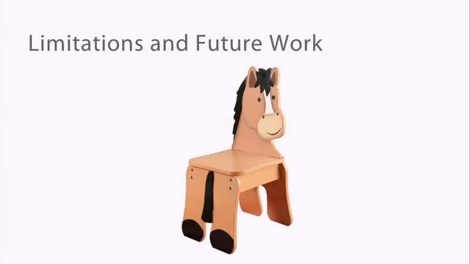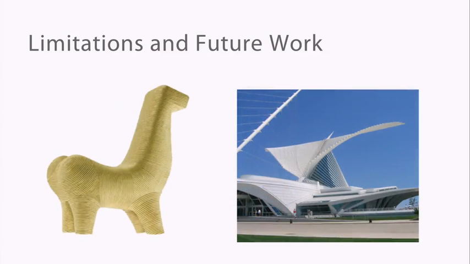Another style of zoomorphic object relies on a combination of texture and geometry, like this chair. And some other zoomorphic objects try to capture the form of animals rather than mimicking their exact surface details, such as this chair in this building. Exploring these alternate styles is an interesting direction for future work.